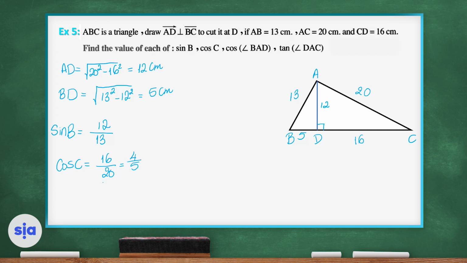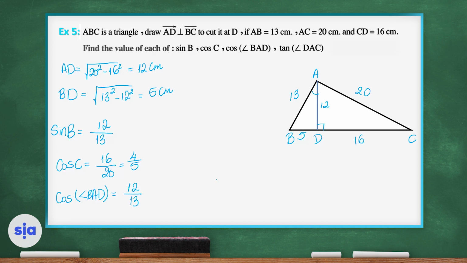To find cosine angle BAD, angle BAD is this angle. To find the cosine of this angle, it's the adjacent, that is 12, over the hypotenuse, which is 13.